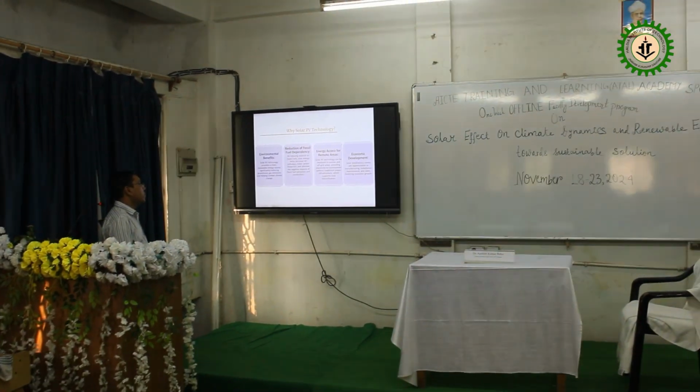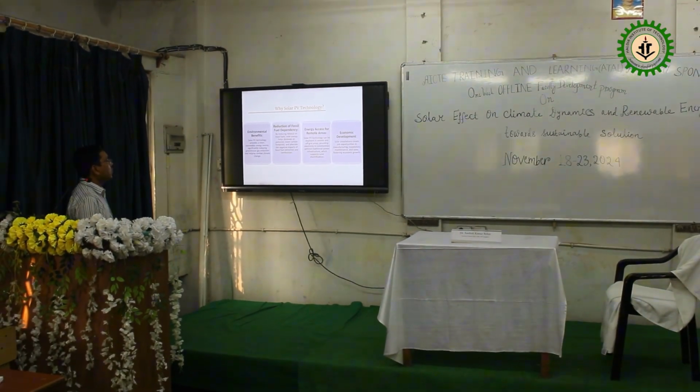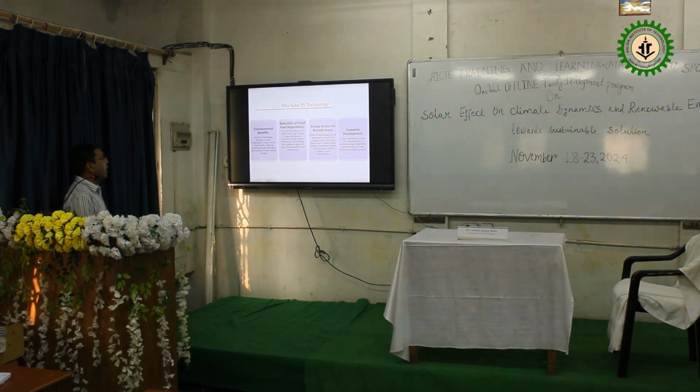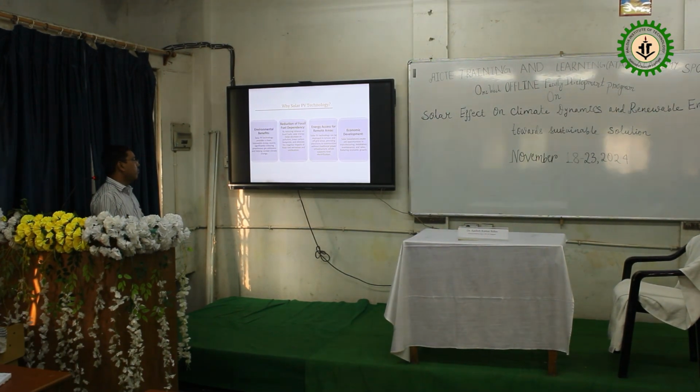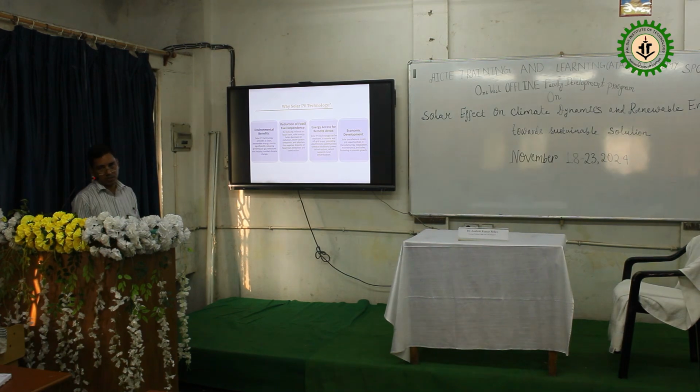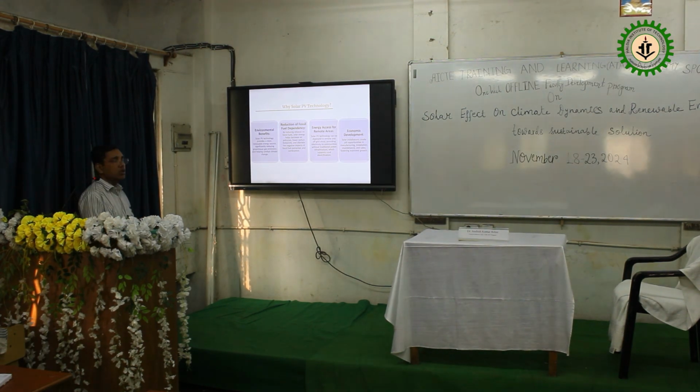So solar PV technology can be deployed in remote and off-grid areas by providing electricity to communities without traditional power infrastructure. That also supports economic development by utilizing the different renewables. That first example is for the solar PV. Okay, that is the solar photovoltaic.